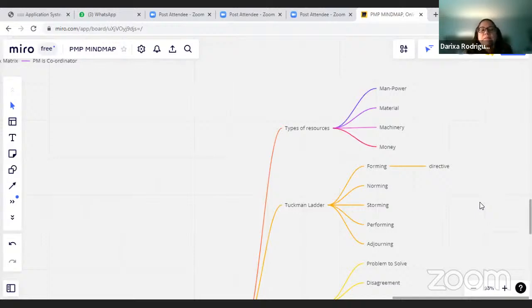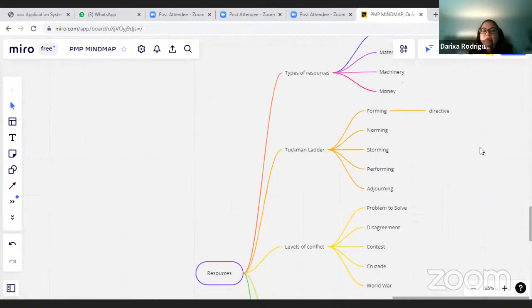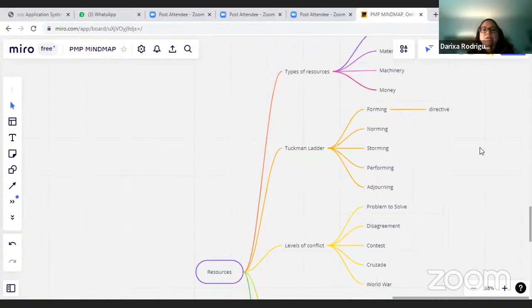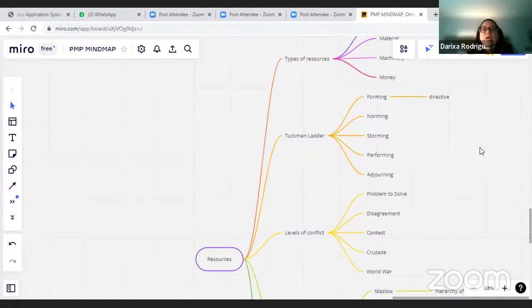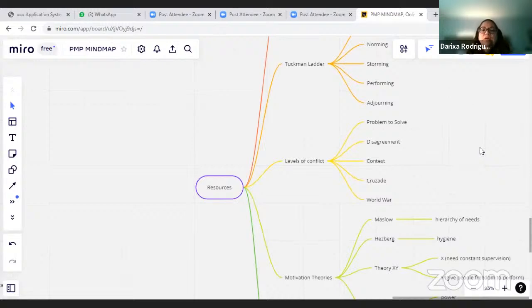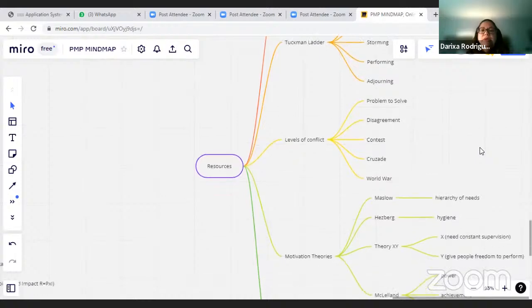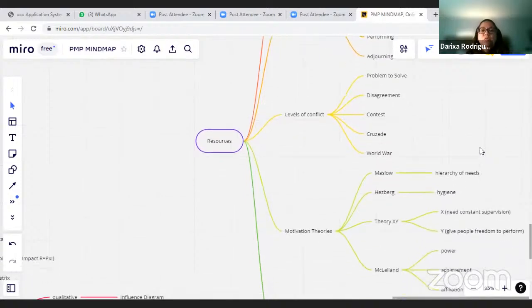We have types of resources. We have manpower, material, machinery, and money. We also saw the Tuckman ladder establishes how teams work, and there are several steps. It's forming, which needs a directive type of management. Then we have the norming, storming, performing, and adjourning. Levels of conflict during any stage can escalate from problem to solve, next disagreement, followed by contest, crusade, world war.